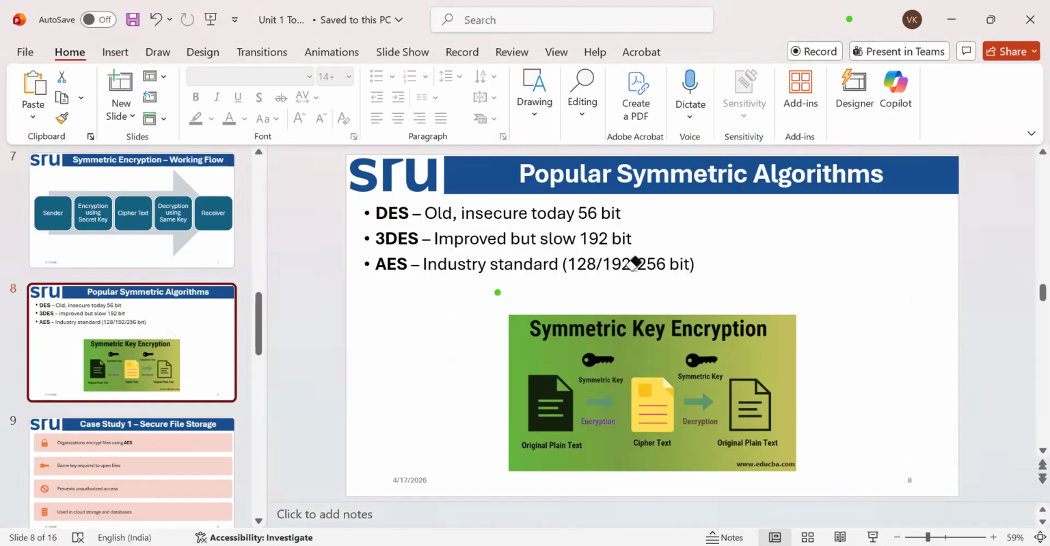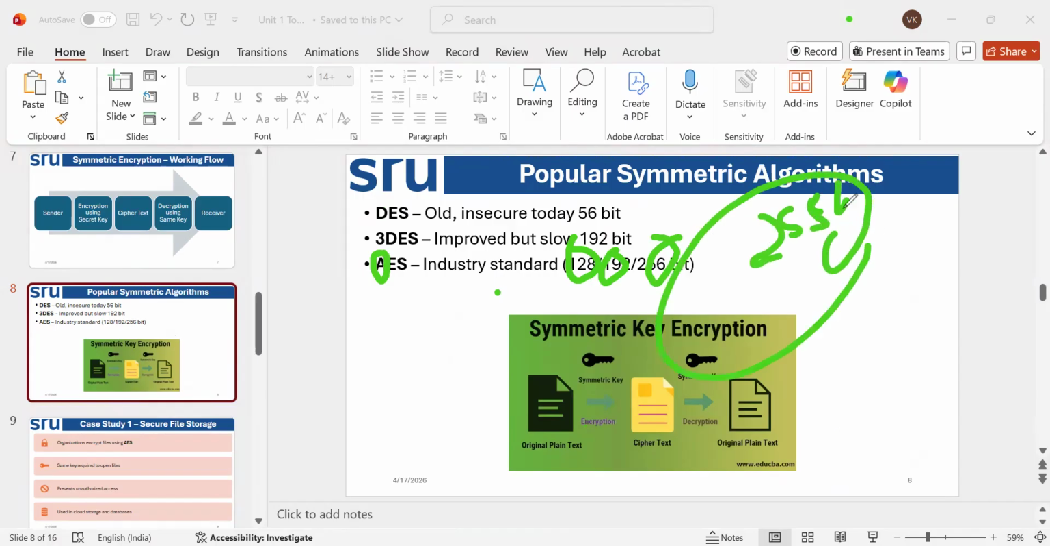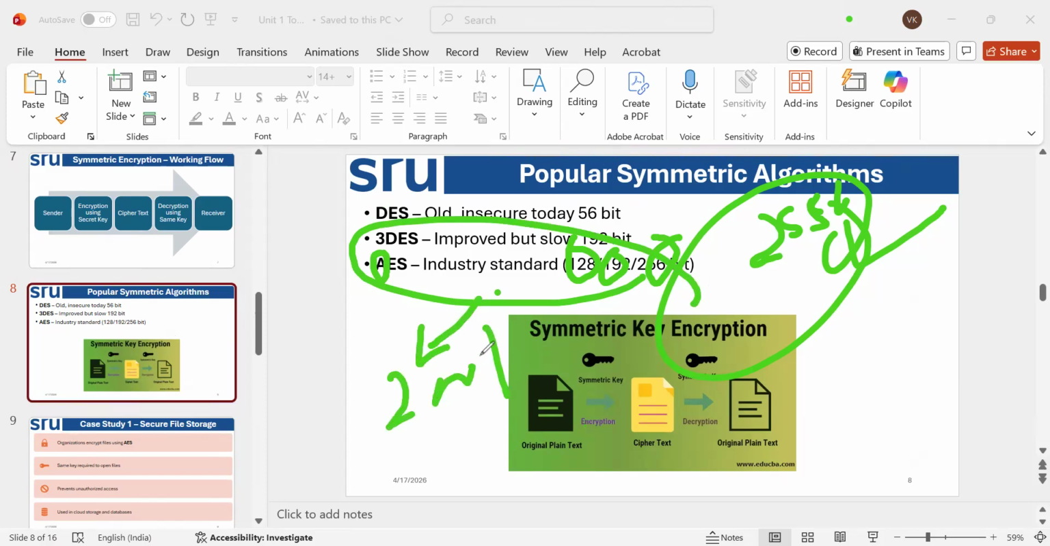Now let's understand AES, the Advanced Encryption Standard. It's advanced, right? So we can see here 128, 192, and 256 bit. If we talk about the 256 bit, that means a lot of brute force is needed to crack this key. AES started in 2001, and DES started in 1977, so very long before. Now it has improved to AES.